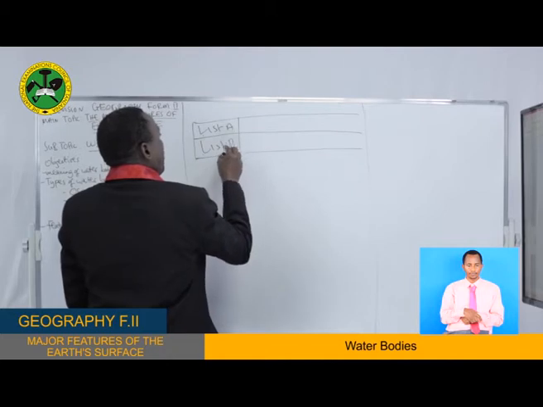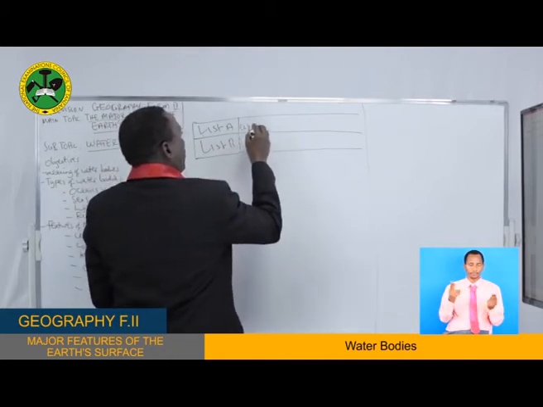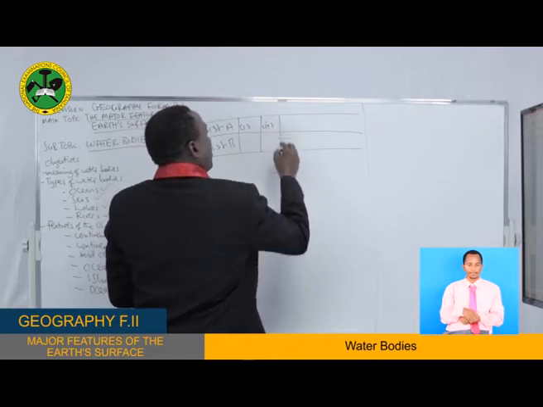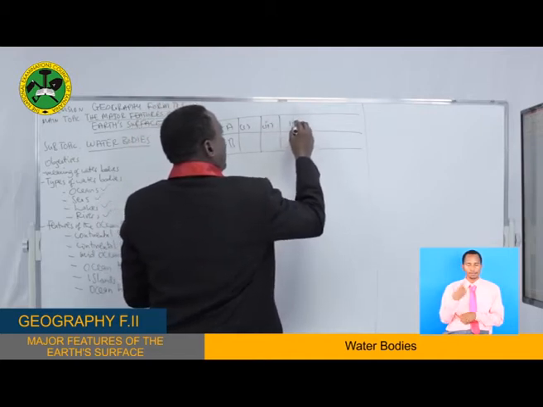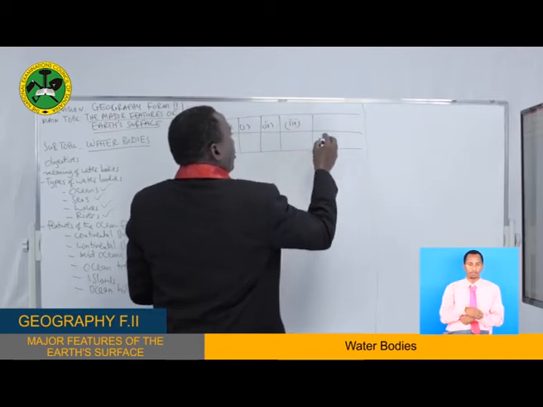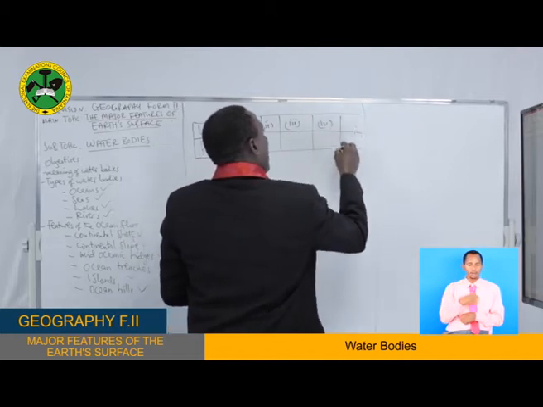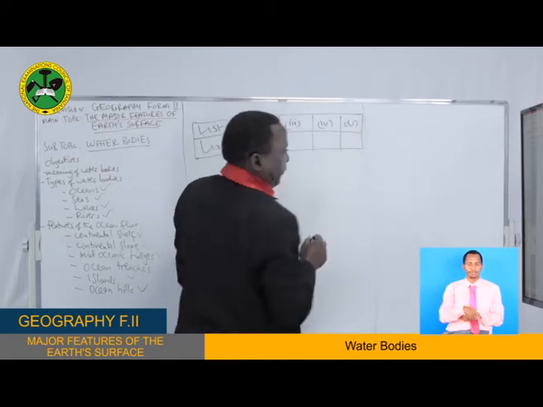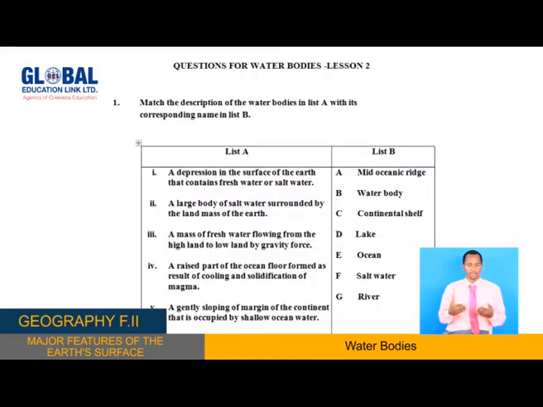And list B. And Roman 1, Roman 2, Roman 3, Roman 4, and Roman 5. Okay. Now, I will read the description.